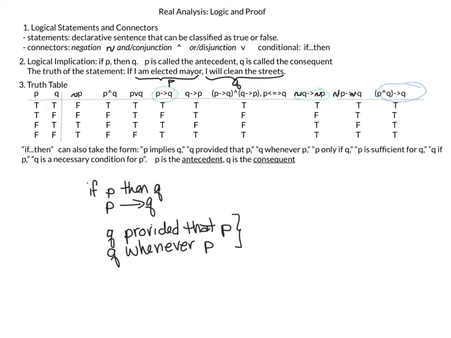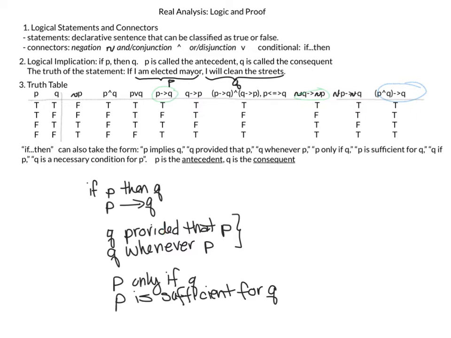So in other words, if the implication is a true statement, that means whenever P happens, Q is going to follow. In other words, Q whenever P. So if P happens, then you know Q will happen. That's kind of the same thing here. If you know that P has happened, then Q will happen. That's what Q provided that P.